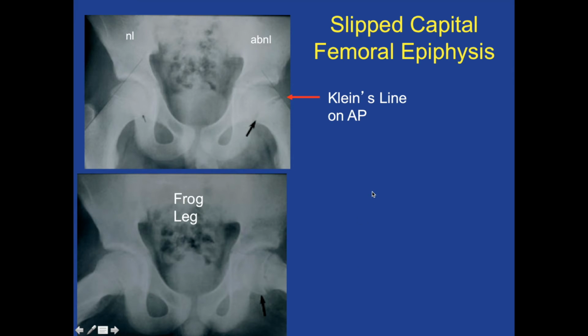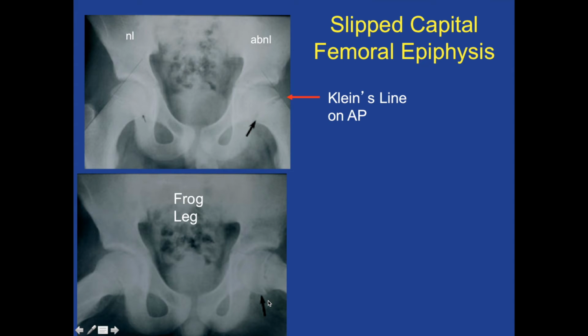We already mentioned this before, and so when you get your AP view, you can draw these lines on the femoral neck, and there should be a portion on both sides of the line. If there's not, then that is highly suspicious for SCFE. The line is called Klein's line. And then remember I said you always need two views, AP and the frog leg lateral.